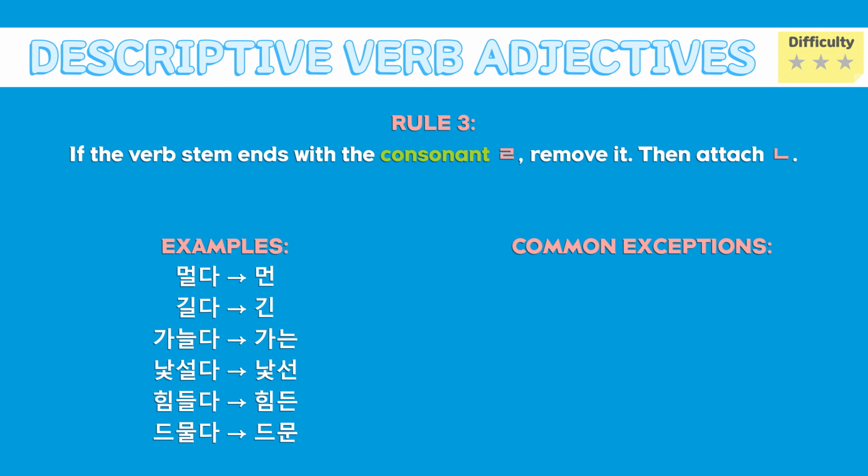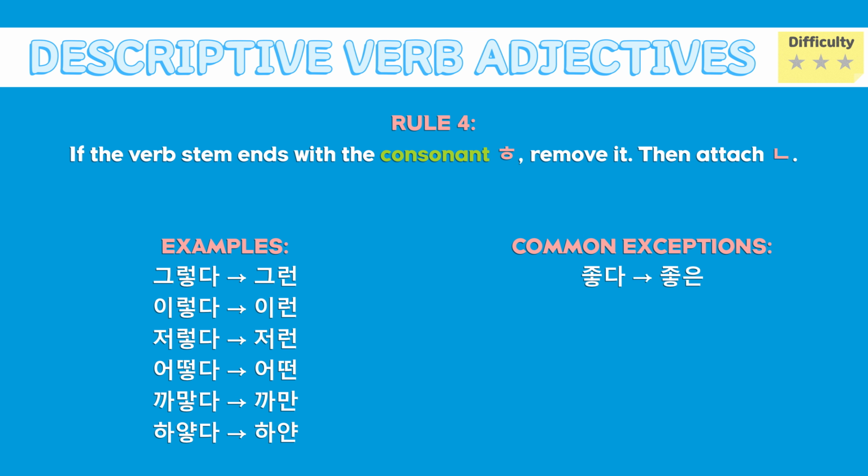Rule 3. If the verb stem ends with the consonant ㄹ, remove it. Then attach ㄴ. Here are some examples. You can pause the video here. Rule 4. If the verb stem ends with the consonant ㅎ, remove it. Then attach ㄴ. Here are some examples. You can pause the video here.